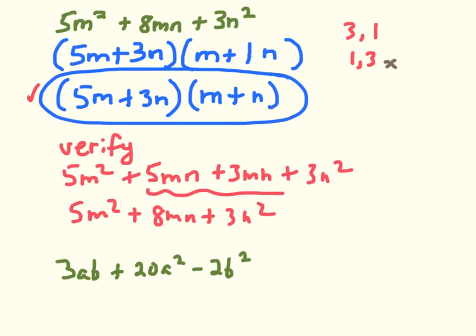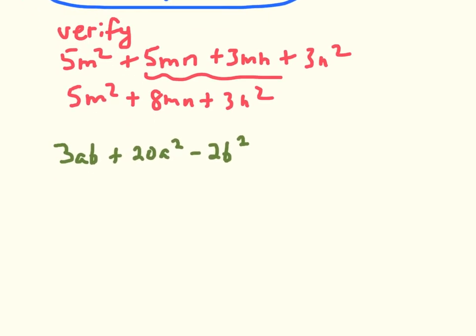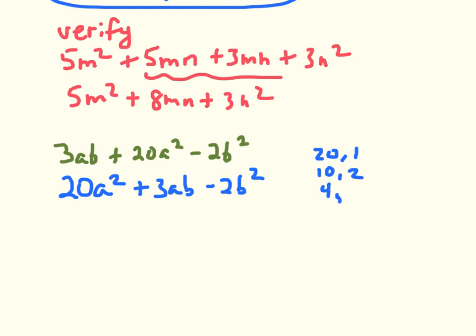Okay, so let's work on this next one. This next one, you're going to have to do a little rearranging to start. You want to have these in order of descending powers of one of the variables. So let's put the a squared term first: 20a squared, and then plus 3ab, and then the term without any a last. In terms of generating the 20a squared, I could get that by 20 and 1, or 10 and 2, or 4 and 5.